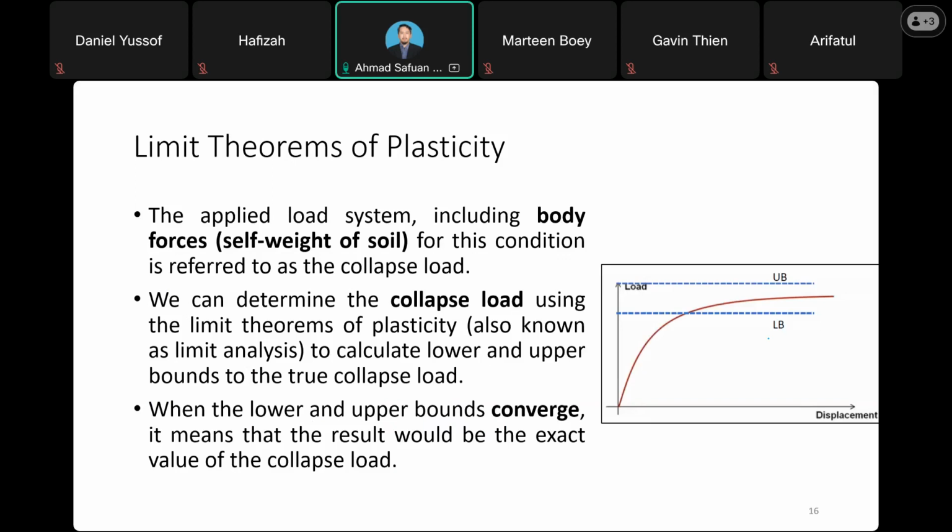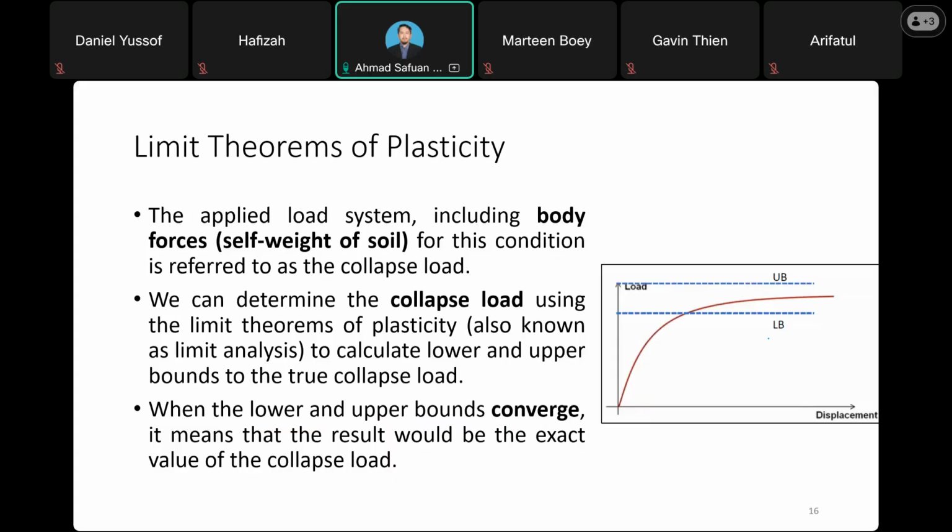Okay, so it means that we have the upper bound and the lower bound. It looks like an envelope. We have upper and lower. So to get the true ultimate soil failure, we need to make sure that the lower and the upper bound converge. So it means that the result will be the exact value of the collapse loads.